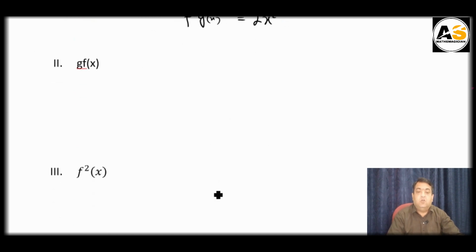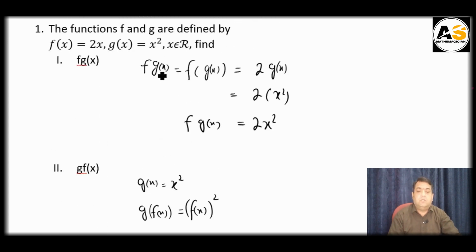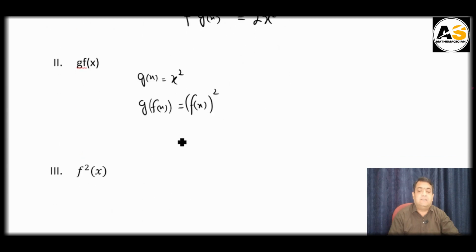In the next part, we will find g of f of x. Okay, g of x is equal to x square. So g of f of x will be f of x square. And f of x is equal to 2x, so this is equal to square of 2x, which will be 4x square. This is g of f of x.